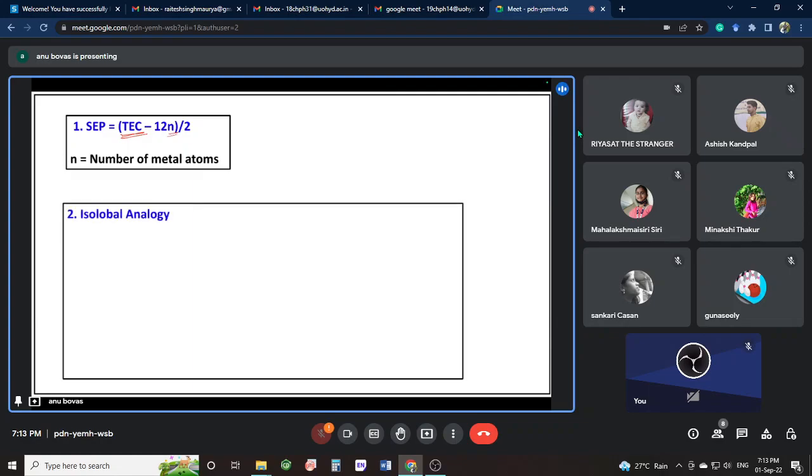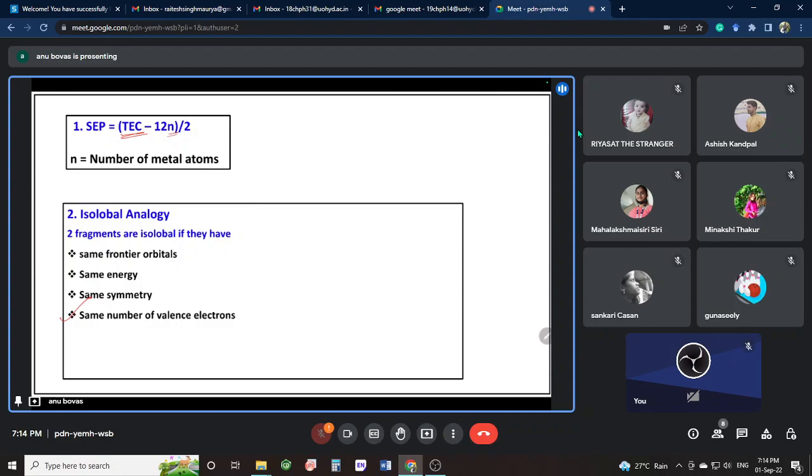Now, an important concept regarding Wade's rule, or in solving any questions related to Wade's rule, is isolobal analogy. Isolobal analogy is a concept that is used in order to relate two fragments, inorganic as well as organic fragments. Two fragments are said to be isolobal if they have the same frontier orbitals, or same energy, same symmetry, or same number of valence electrons. For us, in order to solve a question, the important point is the last one, same number of valence electrons. The other 3 points we can just ignore when solving any calculation or question.